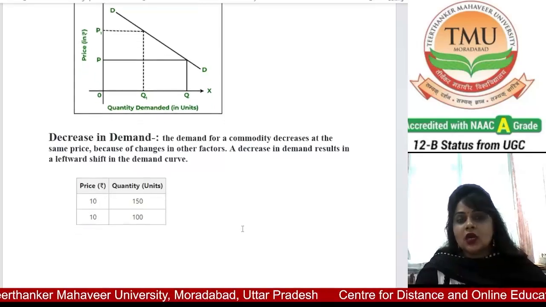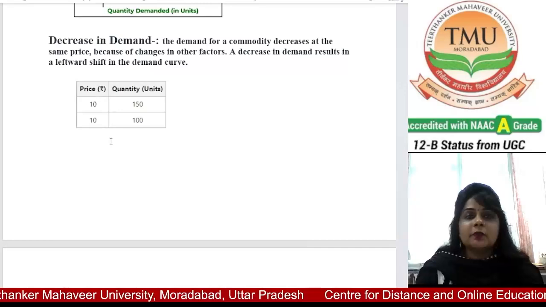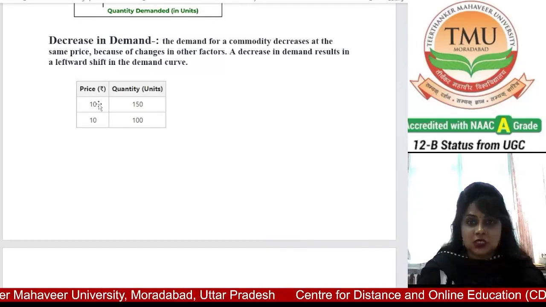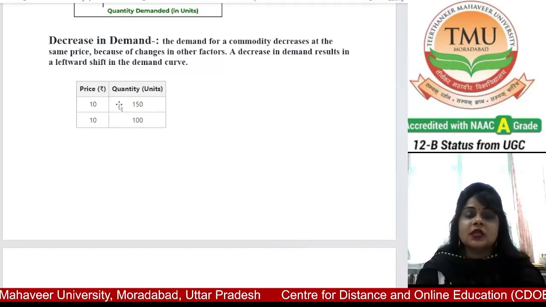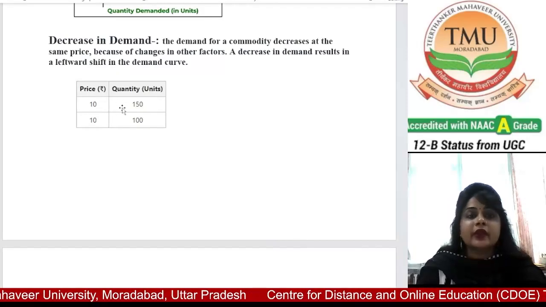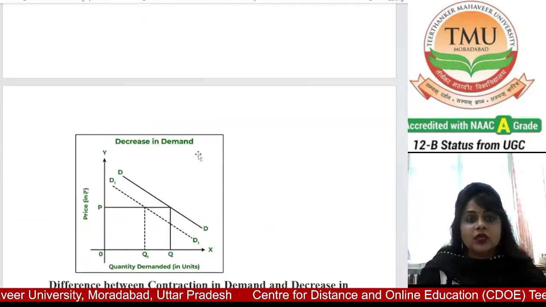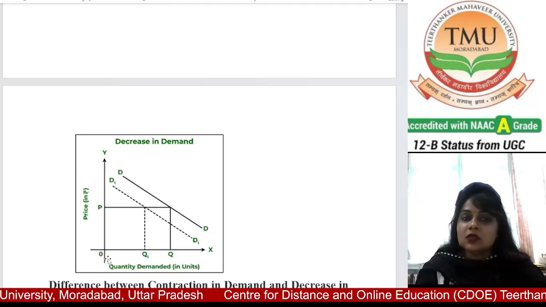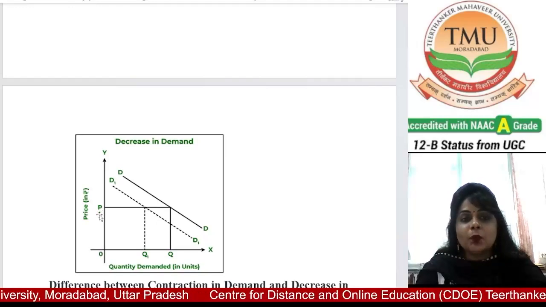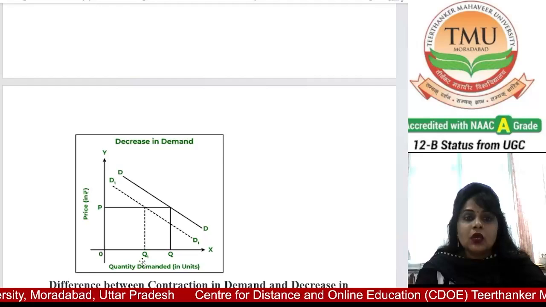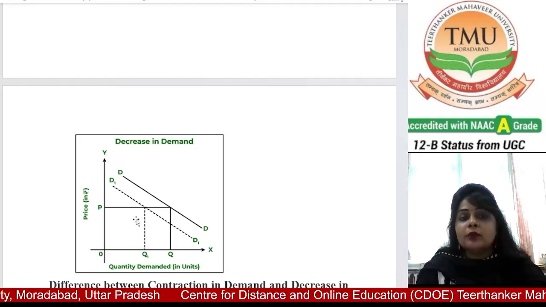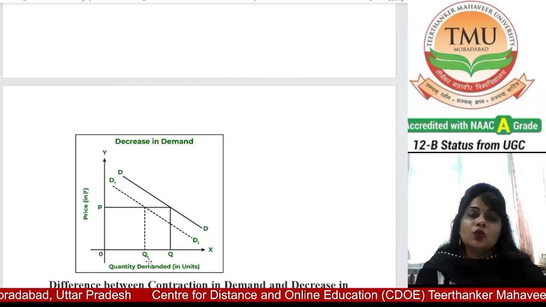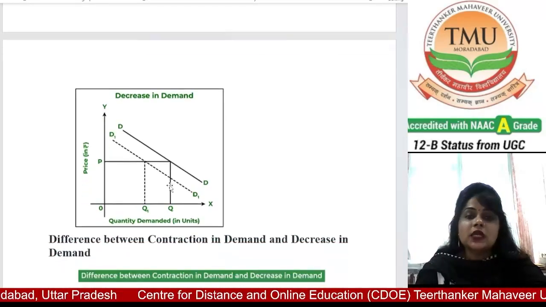As you see in the schedule, when the price is 10, demand is 150. And when there is no change in the price, at the same price, demand automatically decreases. It becomes 100. And you can see in this diagram, when the price is OP, the demand is OQ. And without any change in the price, the demand becomes OQ1, and it is called decrease in demand.